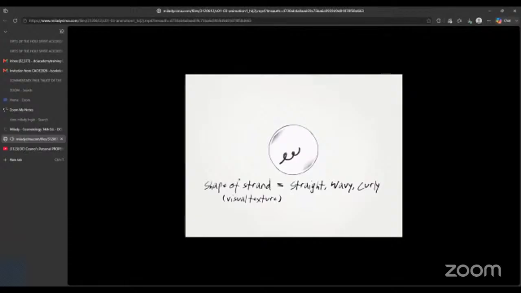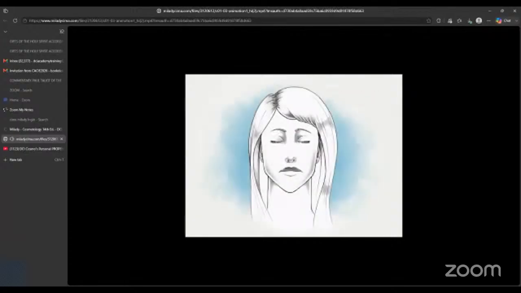Here comes the confusing part. Texture can also refer to the shape of the strand. Straight, wavy, or curly. Sometimes this is called visual texture, while the size of the strand, fine, medium, coarse, is just called texture. Visual texture matters a lot for cutting because figuring out visual texture will help you decide how to control the hair when you're cutting. And you like to be in control, right?